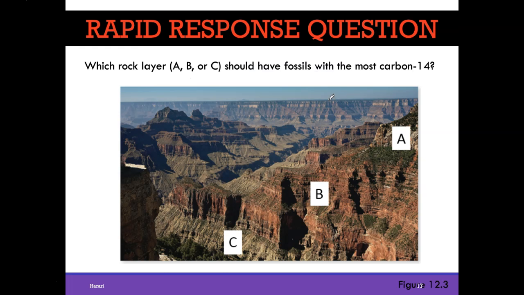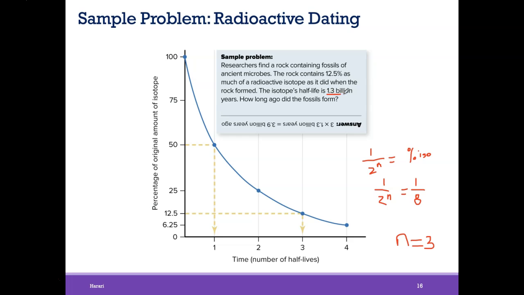And you're told the half-life is 1.3 billion years. So you have to multiply 1.3 billion years times 3, because it's 3 half-lives. And again, we could look at this graph. If there's 12.5% remaining of the isotope, that means 3 half-lives have passed. And in the case of this radioactive isotope, if it had a half-life of 1.3 billion years, that means that the fossil formed 3.9 billion years ago.